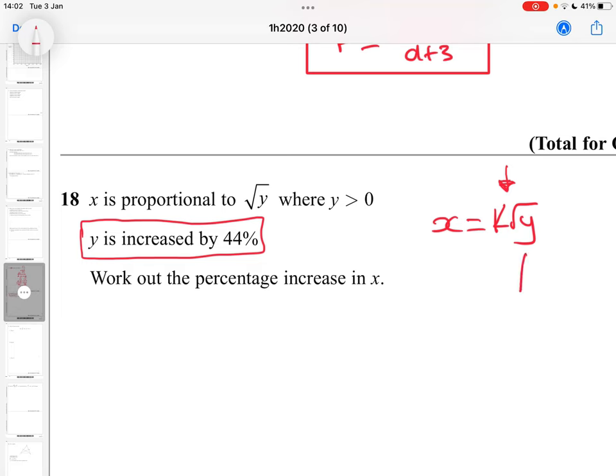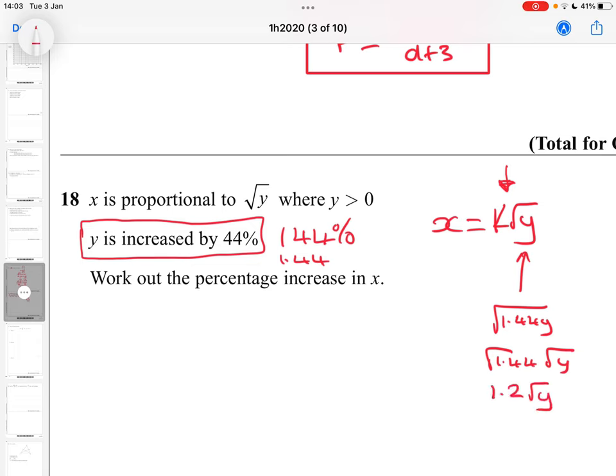So Y, which is under the root, if we increase that by 44%, that means 144% of what it originally is, which is 1.44. So if it increased by 44%, what would happen? Well, I can square root 1.44, and we'll leave Y underneath the square root. That's going to be 1.2 and then root Y. So this becomes X equals 1.2 root Y.